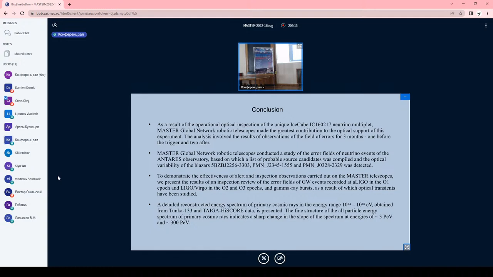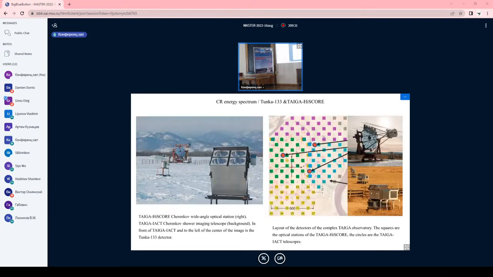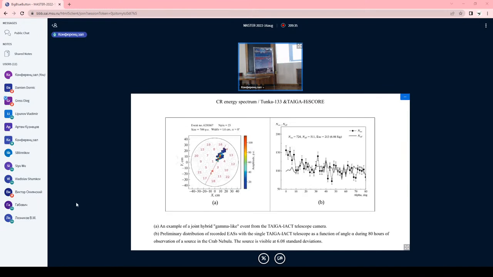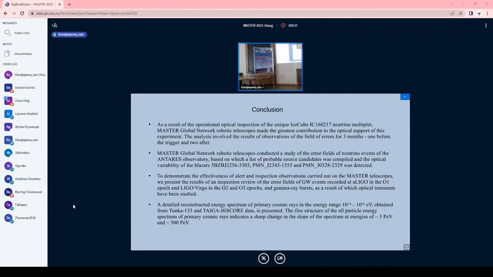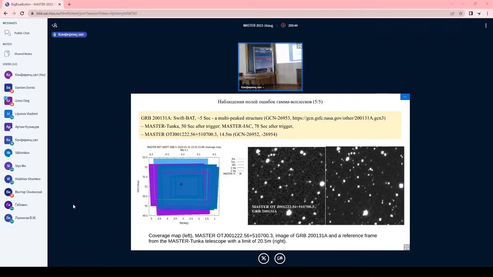What about the observation of the occultation of a star by the asteroid Daphne in 2016? Our result, which has been published in the Astronomical Journal in 2016.